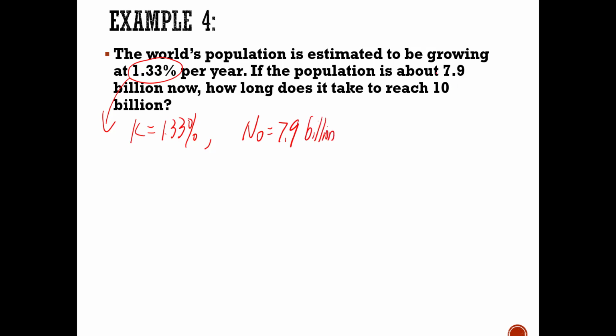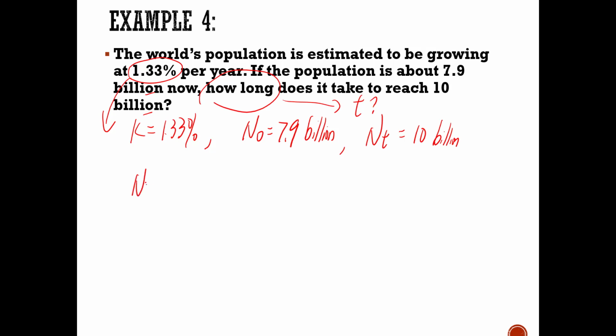Again, they have the same unit, so we're going to keep the unit there. And N_t is given: in the near future the population will reach 10 billion. The only thing we don't know is how long, time t. So we're looking for time t. It's a very similar procedure compared to the previous one. We're going to plug in all these numbers.